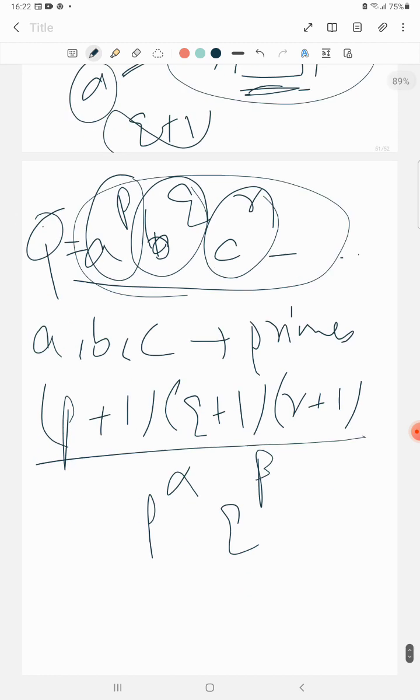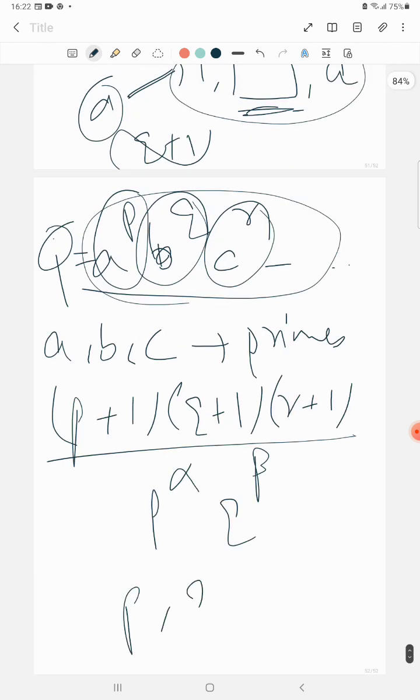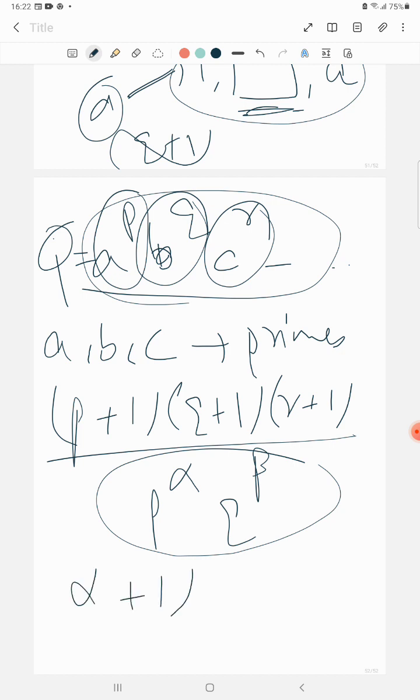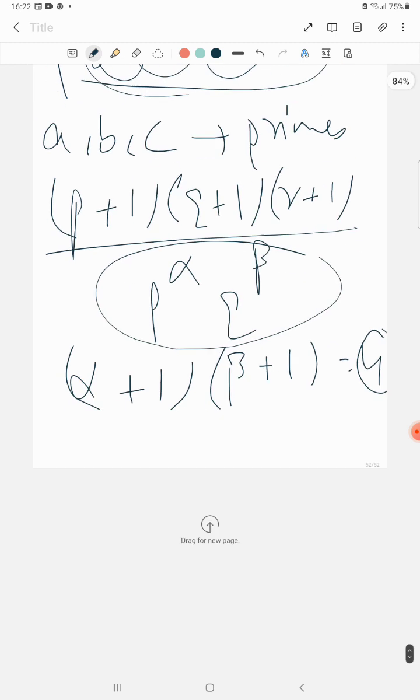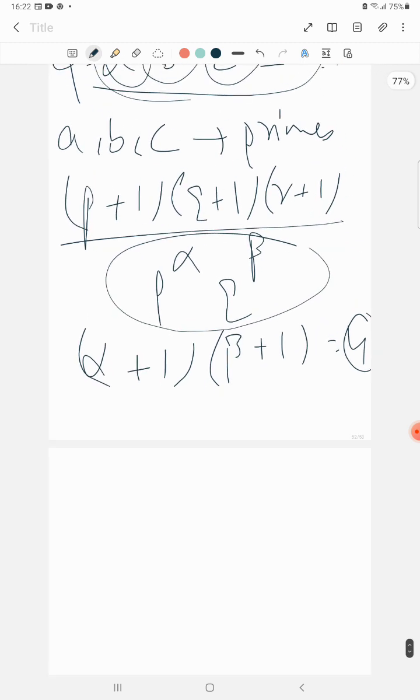Because then p, q and r itself would be 3 factors and we only have place for 2, right? So if you write in this form, p^alpha q^beta, then (alpha plus 1) into (beta plus 1) needs to be equal to 4, which is the total number of factors, right? Okay, so now tell me, what are the possible values of alpha?